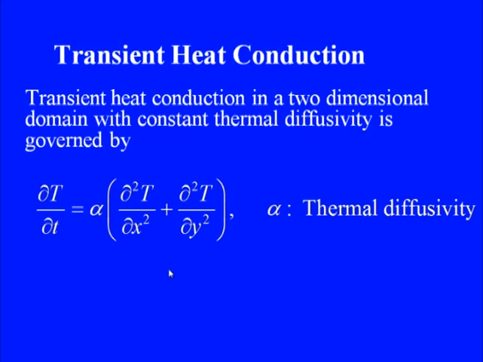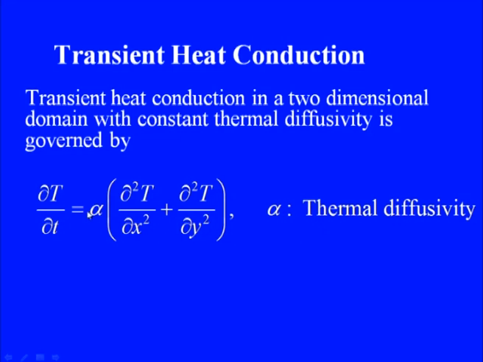Next, suppose instead of steady, our problem were a transient one. So say, for example, a transient heat conduction problem in a 2-dimensional domain with constant diffusivity. The case of variable diffusivity can be taken care of, the algebra would become a bit more involved, but as far as finite difference approximation is concerned, the steps would be fairly similar. So now let us take the case of constant diffusivity.